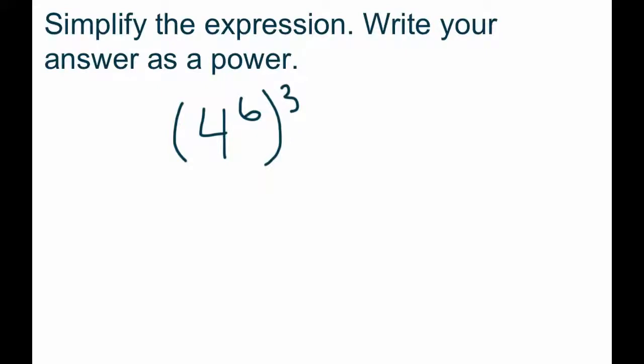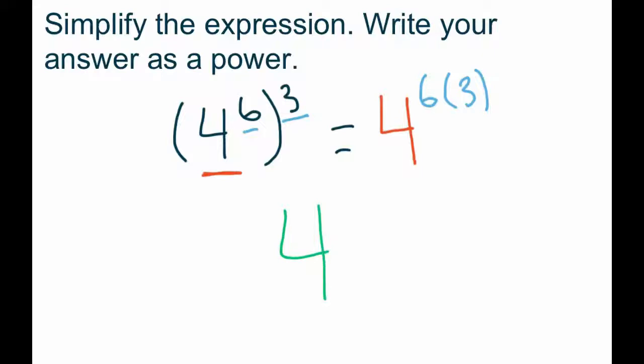Let's try an example. Here we're going to simplify the expression and write our answer as a power. Here we see a power is raised up to a power. Our base is 4, so we would leave it as 4. Now a power raised to a power, we have 6 and 3. So we'll multiply 6 by 3. 6 multiplied by 3 is going to be 18. And our 4 for our base would stay the same. This would be our final answer.